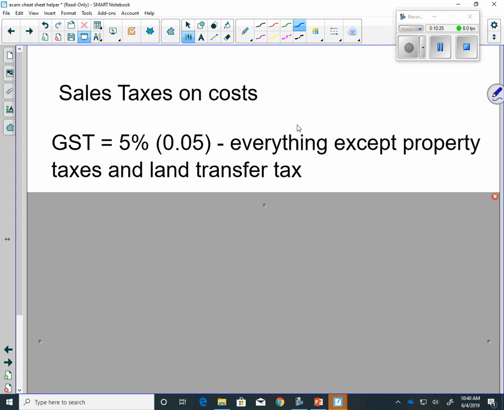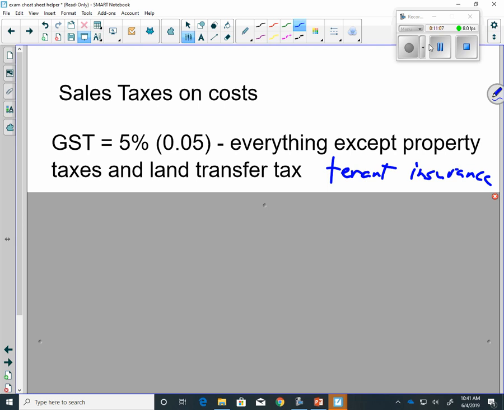Okay, there are sales taxes on things. Remember, GST is 5%. Now, if I'm not mistaken, that is also listed on the formula sheet. Yes, it is. In fact, it's on the back page of the formula sheet. It shows the 8% and the 5%, so you don't need that. GST is on everything except property tax and land transfer tax. And there's no GST on tenant insurance as well. But if that's the last thing you forget, if you get that one wrong, that's not a big deal.